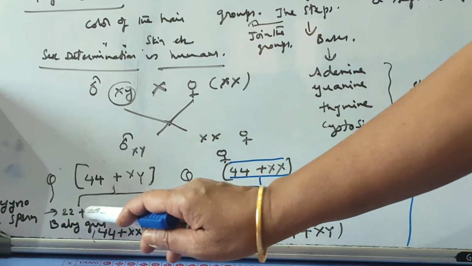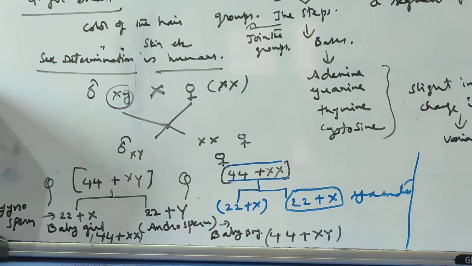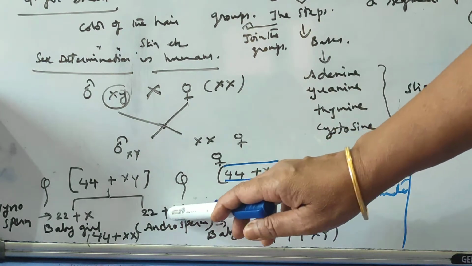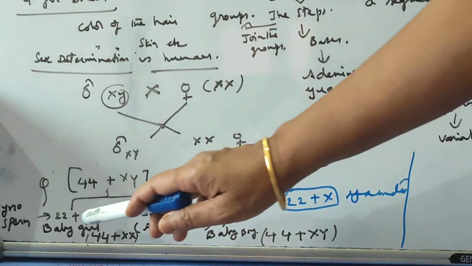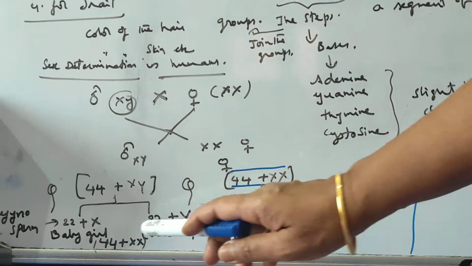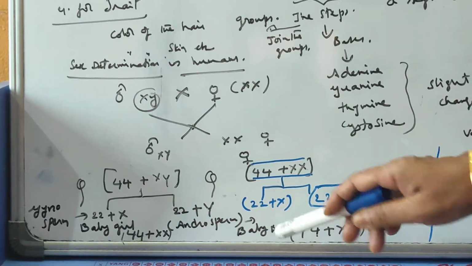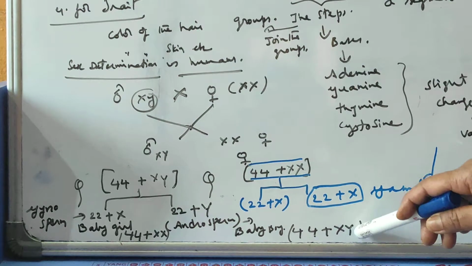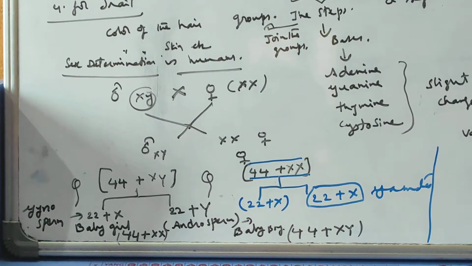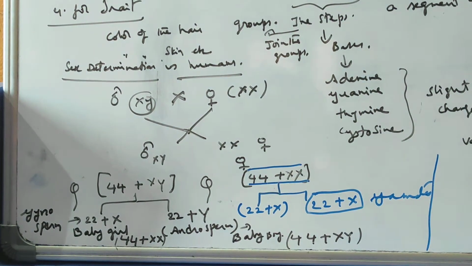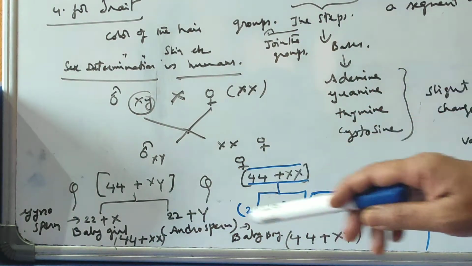Gynosperm, that is 22 plus X, that is baby girl. And here 22 plus Y, this is androsperm, because Y deals with male. So this is a baby girl and this is a baby boy. For the baby boy, 44 as usual autosomes plus XY chromosomes, that is the sex determining gene, and here 44 plus XX, that is the sex determining gene. This is female and this is male.